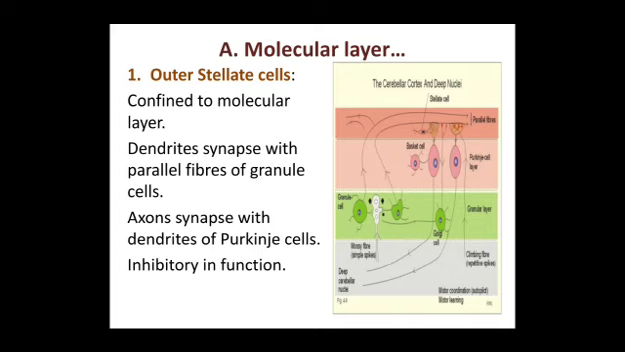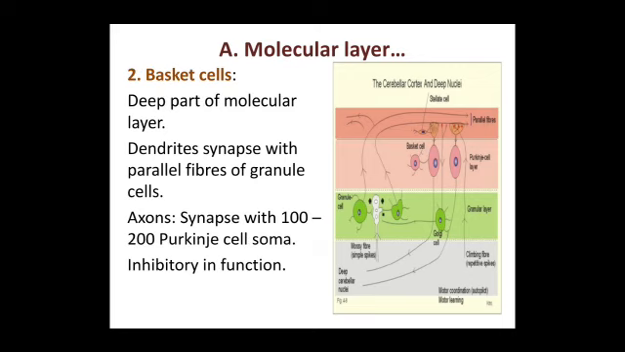Stellate cells are confined to the molecular layer. Their dendrites synapse with the parallel fibers of the granule cells, and their axons synapse with the dendrites of the Purkinje cells. They are inhibitory in function. Next, the basket cells in the molecular layer. They lie in the deeper part. Their dendrites synapse with the parallel fibers of granule cells, and their axons synapse with 100 to 200 Purkinje cell somas. These are also inhibitory in function.